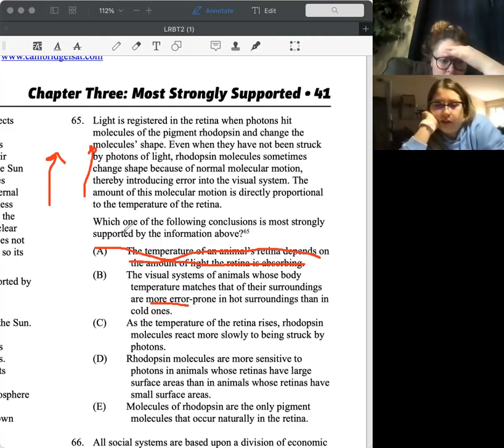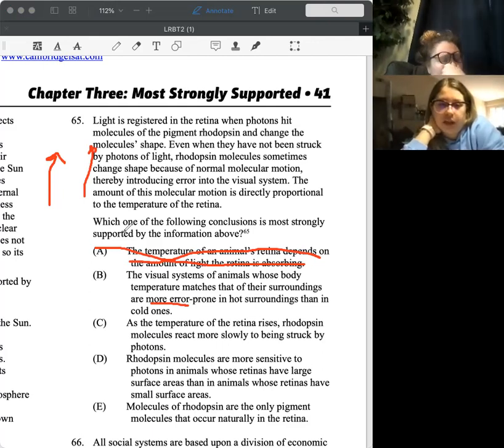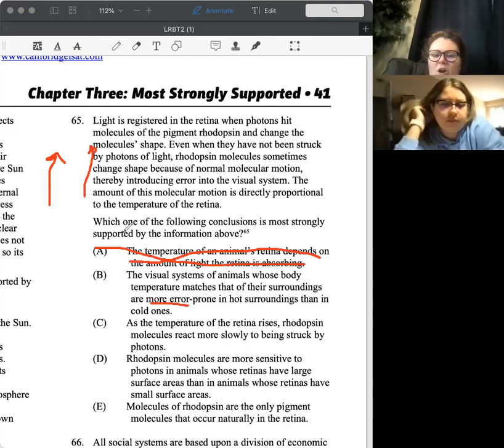As the temperature of the retina rises, our molecules react more slowly to being struck by photons. I don't know about more slowly. The temperature doesn't impact how we react to light being registered or the R molecules being struck by photons. That's just how light normally happens. Yeah, so I don't think it's C.